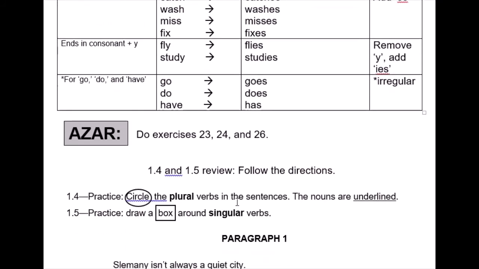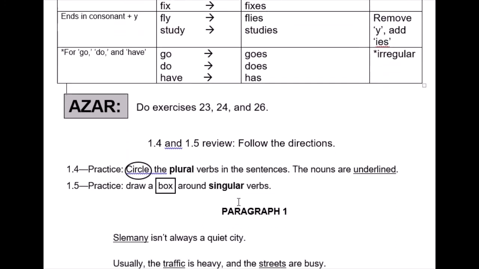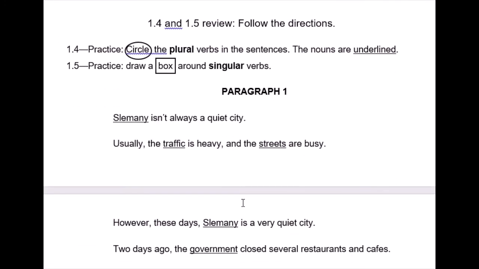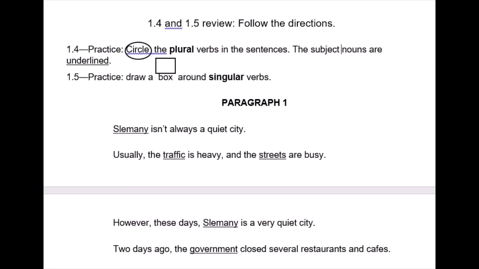I want you to, in your practice notebook, we're going to review 1.4 and 1.5. These are the sentences from the paragraphs. I want you to circle the plural verbs in the sentences. The nouns, the subjects, are underlined. And I want you to draw a box around singular verbs.